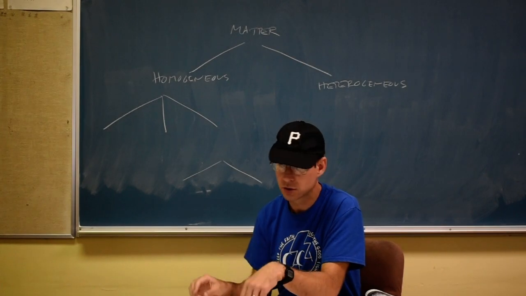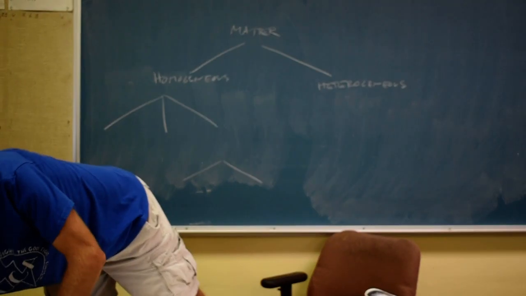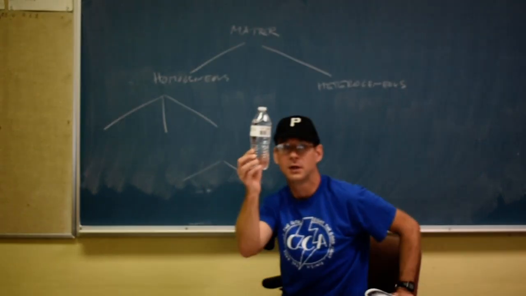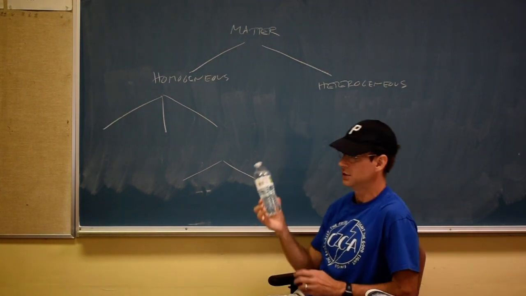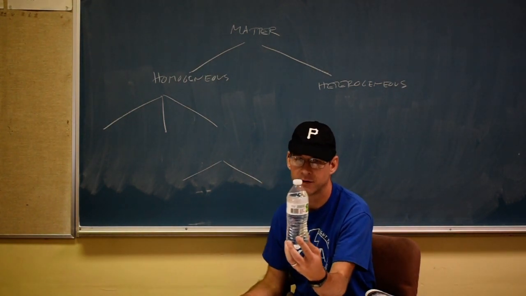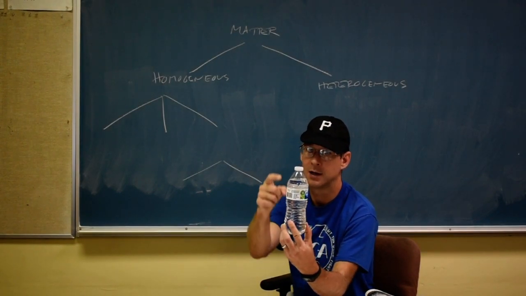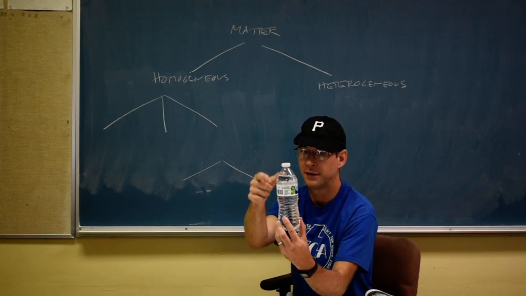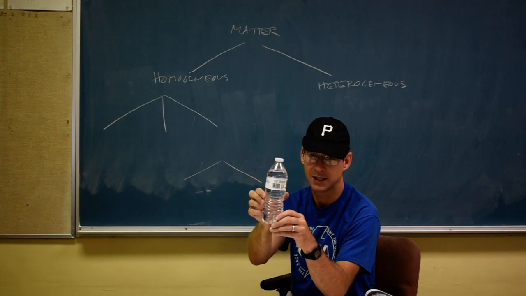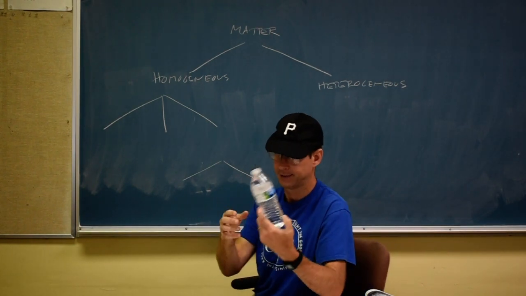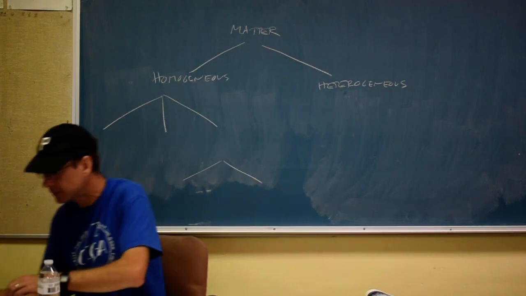Other examples. If I wanted to grab myself this item. What is this item? Well, this is definitely heterogeneous. There's at least like 4 different things going on here. There's the clear plastic is not the same thing as the lid, which is not the same thing as this paper label, which is not the same thing as the water inside. Okay, that is absolutely heterogeneous.